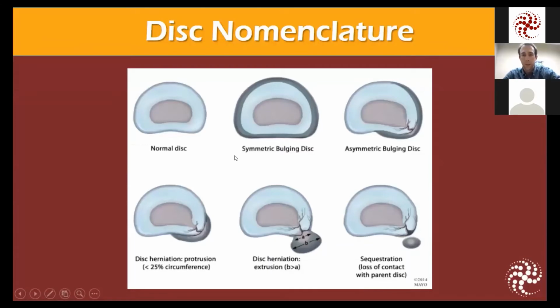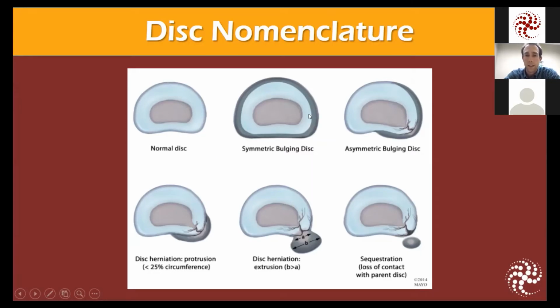Now, what I was talking about before with internal disc disruption is just when you have an annular tear, and that doesn't change the morphology of the actual disc. However, if that annular tear weakens the wall of the disc, you can start getting bulging of the disc outwards. There's really a spectrum of these disc size changes, from disc bulges to disc protrusions to herniations, and occasionally that herniated material can come out of the disc.